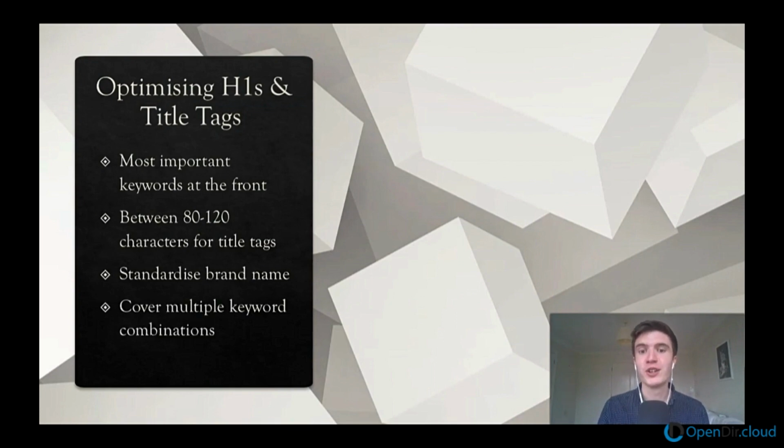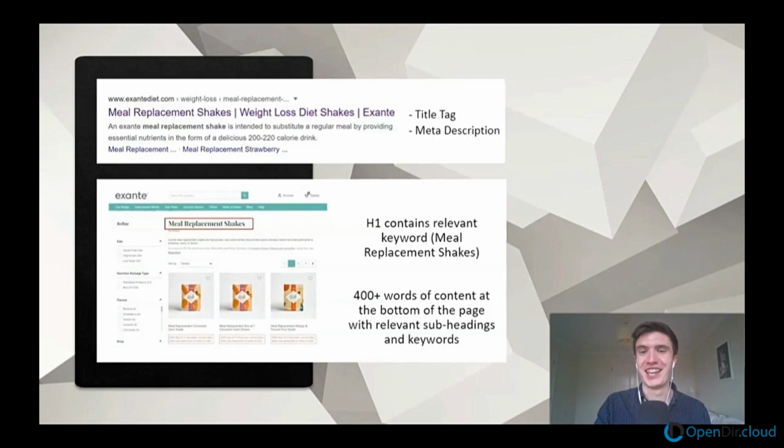And you also want to try and cover multiple keywords in your title tag and H1 if possible. So for example, if I go back to that example, here we have meal replacement shakes. We also have weight loss diet shakes, and you could mix these up. So you could have just diet shakes on its own would be a keyword. Weight loss meal replacement shakes, you get the idea. So you can have multiple combinations within a single title tag.